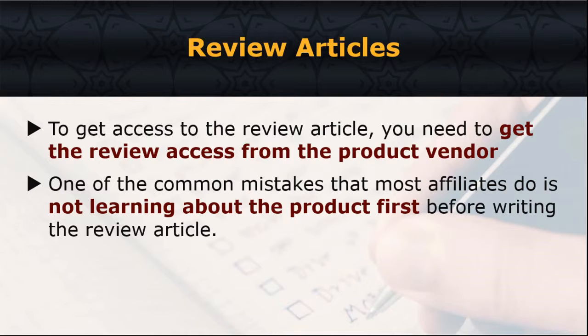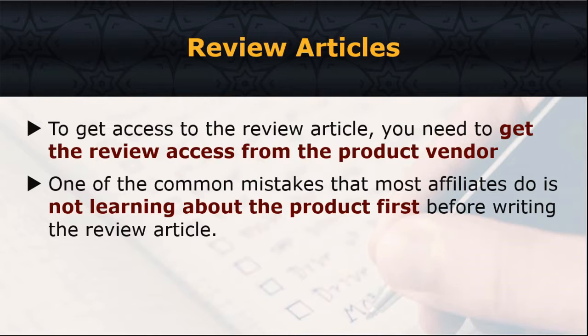To get access to the review article, you need to get the review access from the product vendor, of course. Getting a review article is just an email away. Get to know your vendor. Email them about your intention and how you want to learn about the product before writing your review article. That's right, learn about the product.